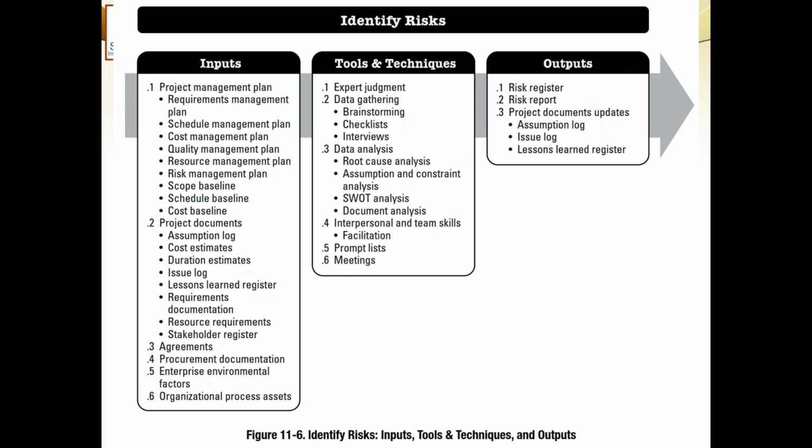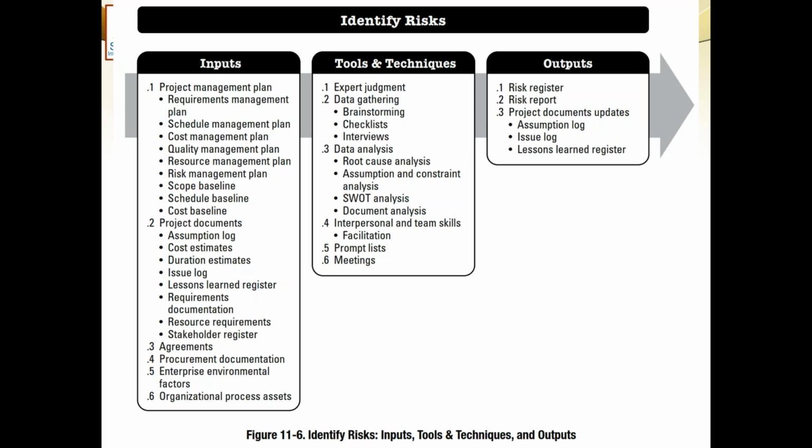So the project management plan includes the requirement management plan, the scope management plan, schedule management plan, cost management plan, quality management plan, resource management plan, communication management plan, risk management plan, procurement management plan, and the stakeholder engagement plan. So all of these, how many are there? If I exclude project management plan, it's the integration itself. We have got 9 knowledge areas left.